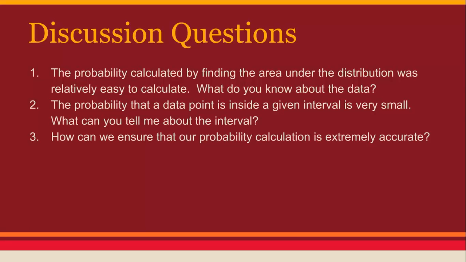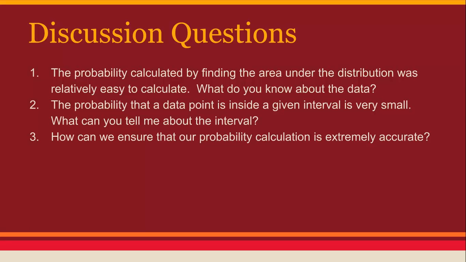Some discussion questions. Probability calculated by finding the area under the curve is easy to calculate. What do you know about the data? Well, it can be uniform. If it's uniform, the interval sizes can be big because we're basically looking at a few rectangles. The probability that a data point is inside an interval is very small. What can you tell me about the interval? The interval can be really small. Remember that to get probability, you need to calculate the area of the rectangle in that interval. And if that interval has a small base, that rectangle is going to have a small area.